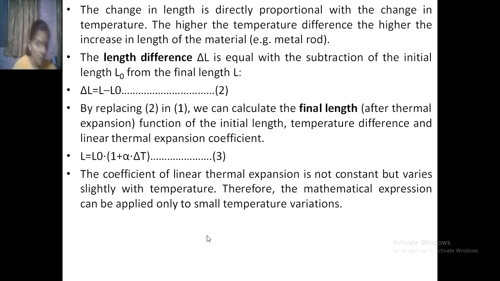So the coefficient of linear thermal expansion is not constant but varies slightly with temperature. Therefore the mathematical expression can be applied only to small temperature variations. Okay. So equation 3 becomes L is equal to L0 into 1 plus alpha into delta T.